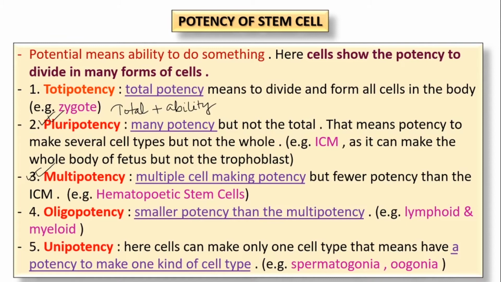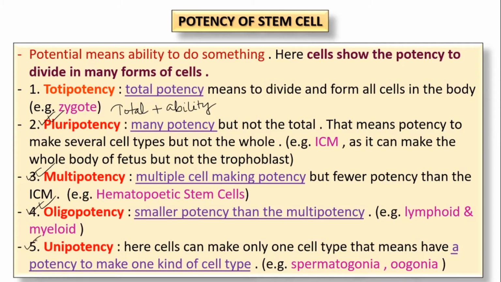Next is oligopotency. If a cell has the potential to build up 2 to 3 kinds of cell types, this is known as oligopotency. That means it is again a smaller potency than multipotency, and this kind of potency can be shown by lymphoid and myeloid cells. Next is unipotency.